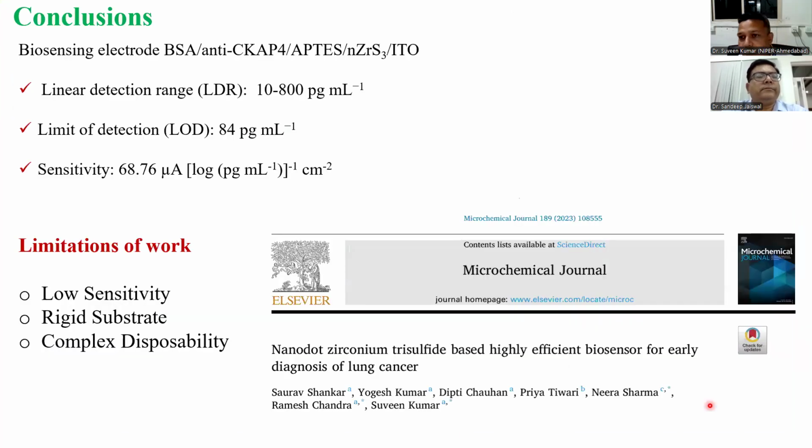So the conclusion of this work, project 2: the linear detection range is between 100 to 800 picogram per ml, with a limit of detection of 84 picogram per ml and a sensitivity of about 68.76 microampere log per picogram per ml per centimeter square. But there are some limitations of this work: low sensitivity, rigid substrate, and complex disposability. This work is published in Microchemical Journal.